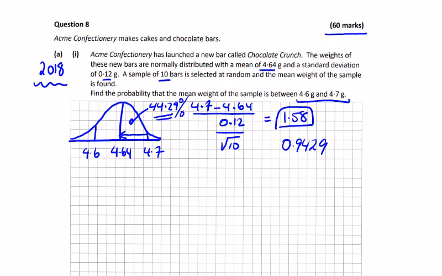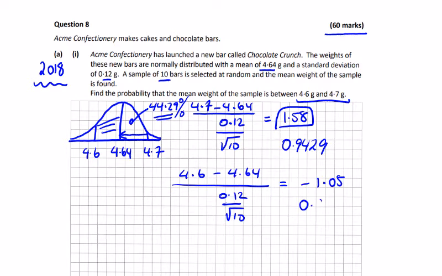And I can do the same with the other one and just take 50% away, I'll get what's in here. So I'm testing 4.6 against 4.64, dividing by standard deviation over root n. This is going to give me a value of minus 1.05 and a z-score of 1.05 is 0.8531. Take away 50%, I'm going to get 0.3531.